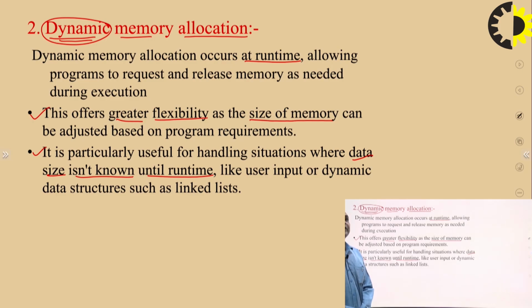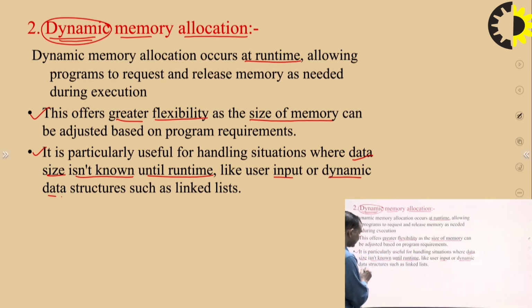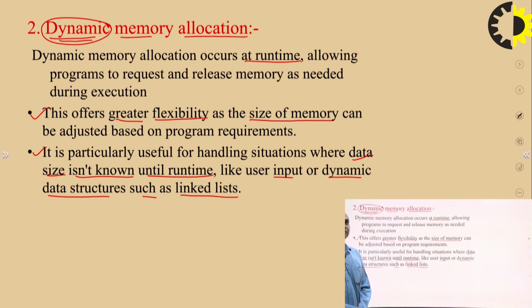Means when we run the program, at runtime it will ask how many variables, local or global, we have to use. So we have to give the input at runtime, like user input, or dynamic data structures such as the linked list.